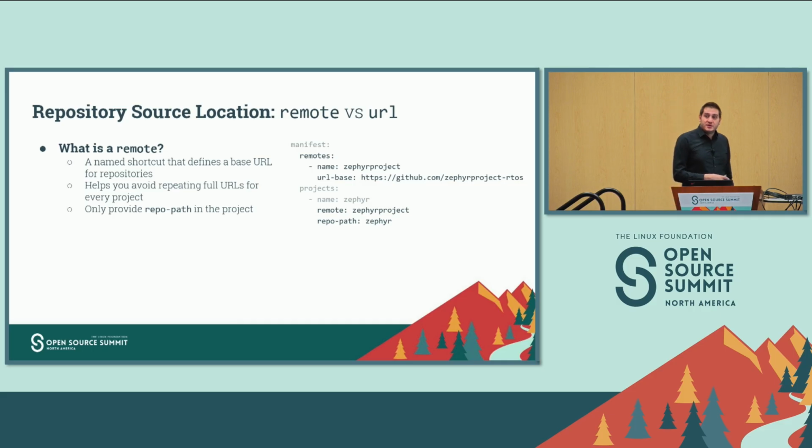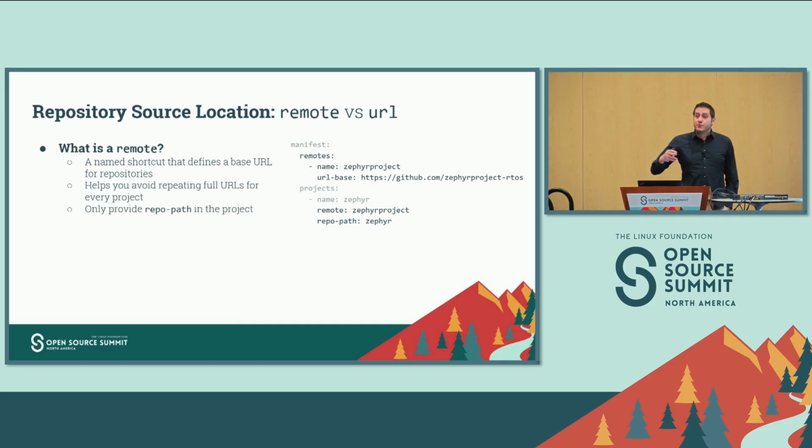Inside this project, I need to specify where I need to download it from. So I need the link to the Git repository that I have. This is why we have two different ways. The first way is using remote. A remote is a name shortcut where you provide a base URL of the repository. This is useful to avoid repeating the full URL for each and every project. And then in each project, you just give the rest of the URL, which is the repo path in the project. So here is an example.